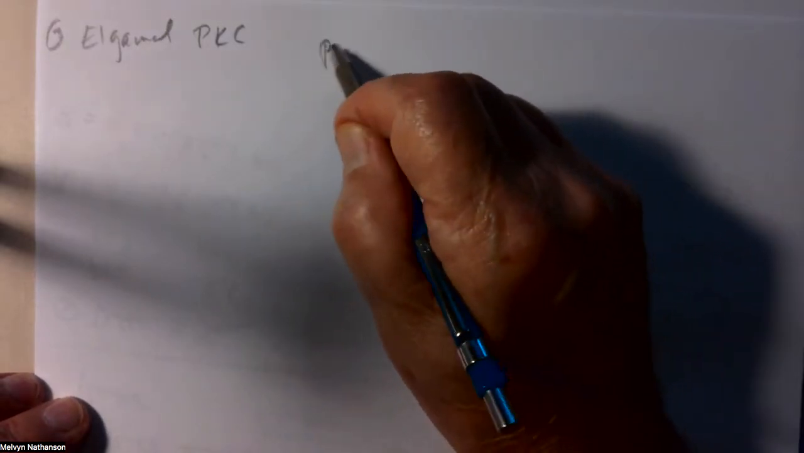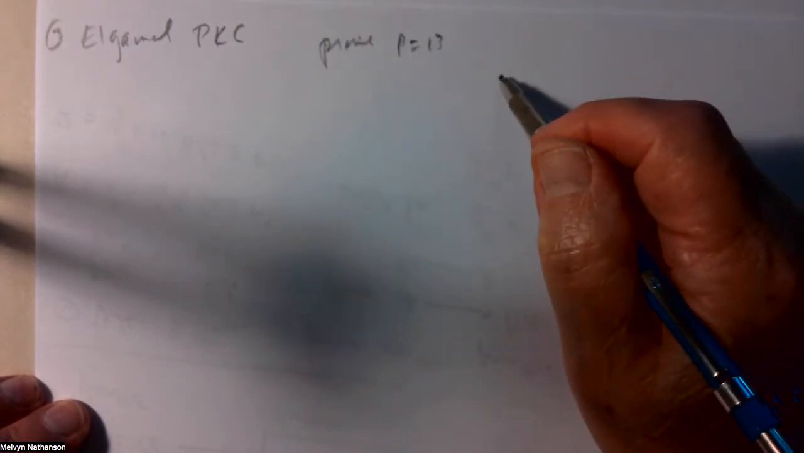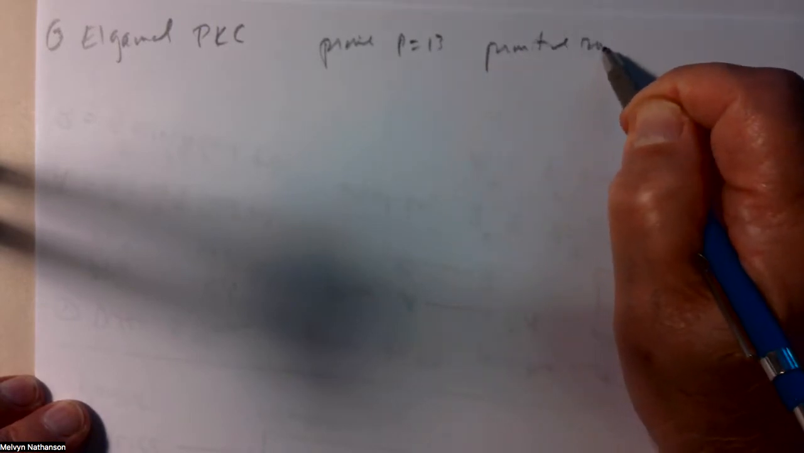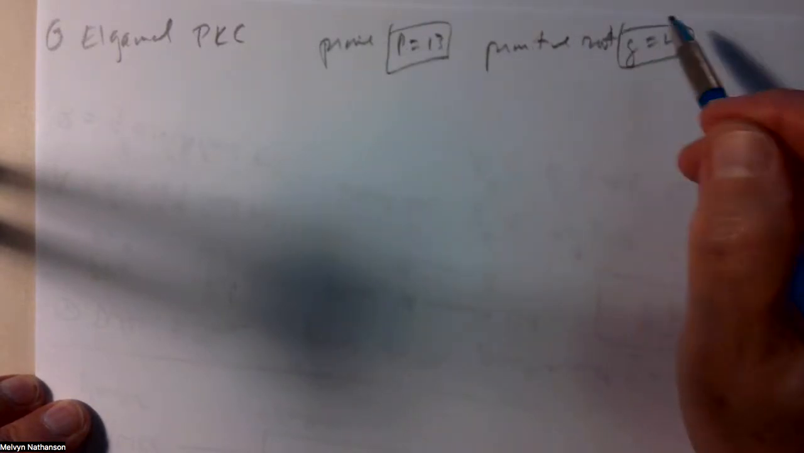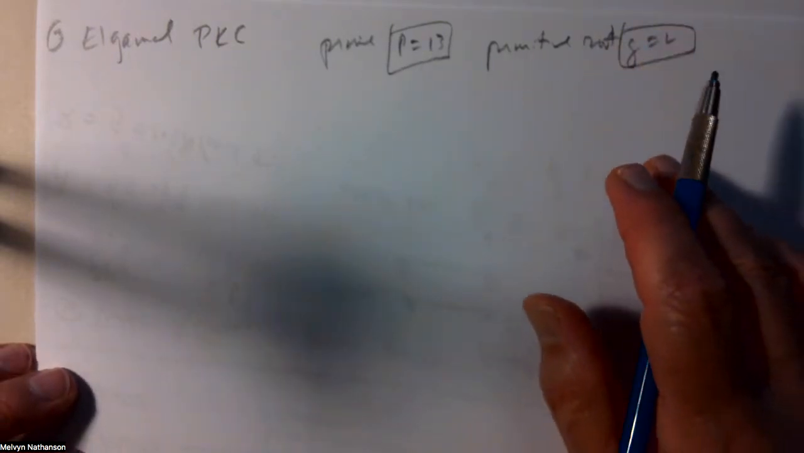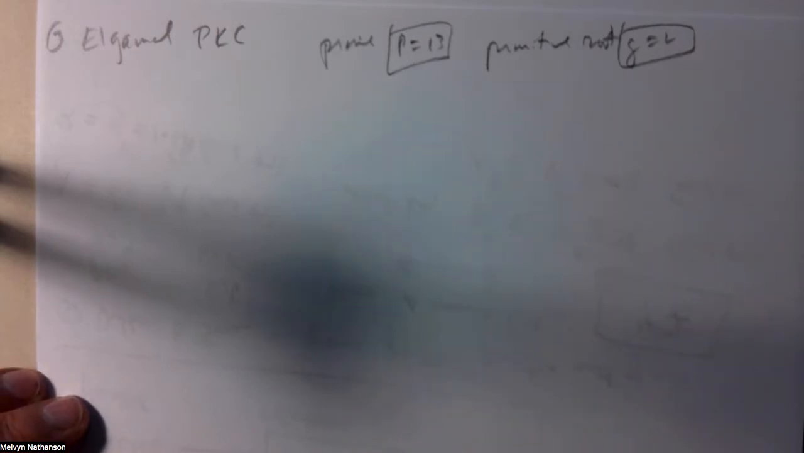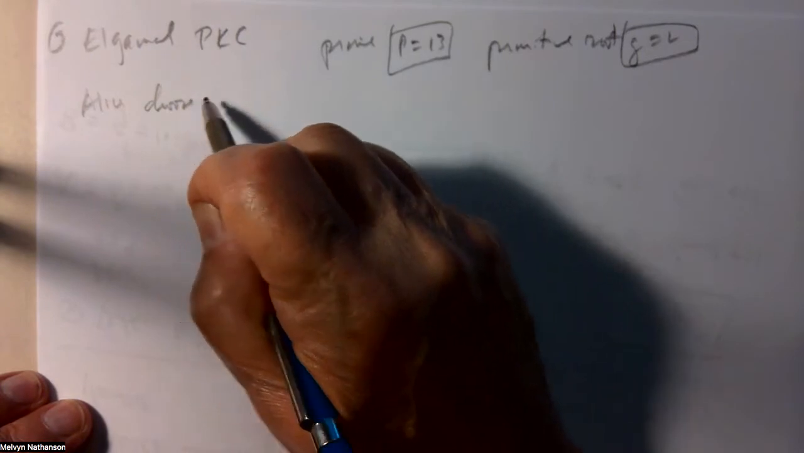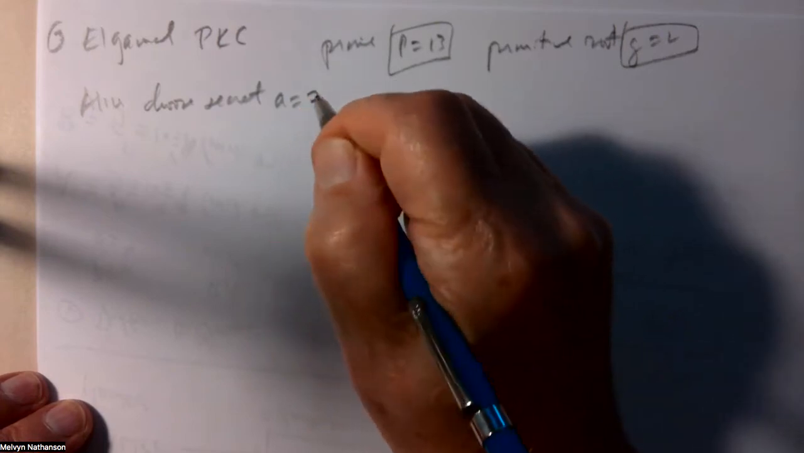So again, we start with a prime number. In this case, let's take a small prime, p equal to 13, and the primitive root, g equal to 2. So these are public knowledge. Everybody in the universe knows for this crypto system, the prime p is 13, the primitive root mod 13 is g equal 2. So Alice chooses her secret number, little a, and she's going to choose the number 7.